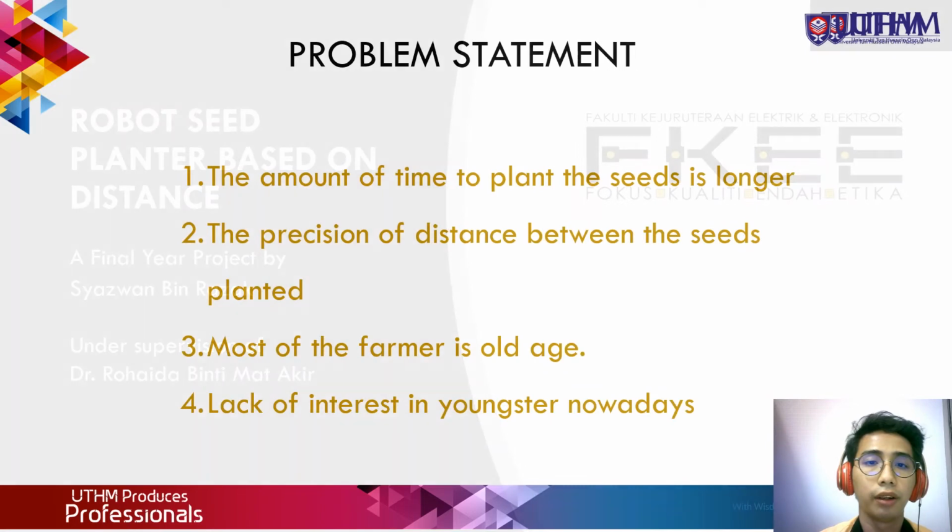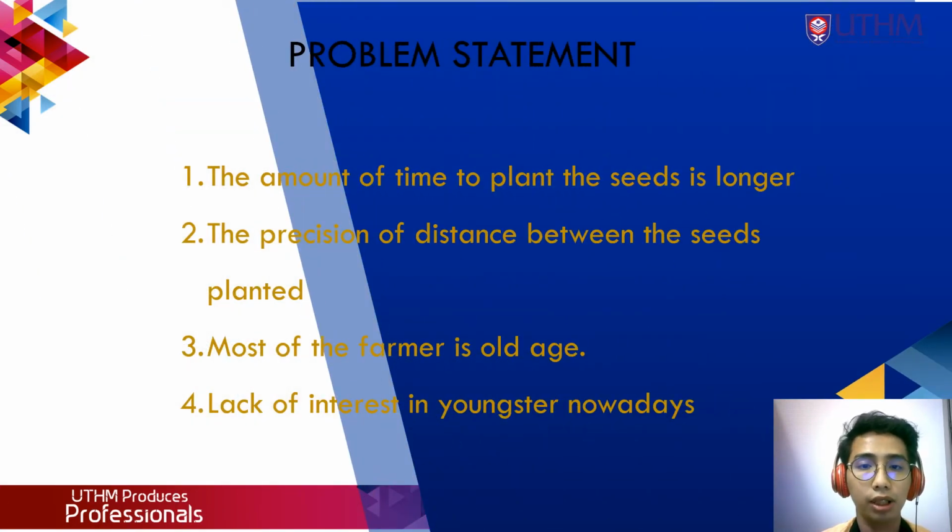Okay, so firstly today I want to talk about the problem statement for my project. Firstly, the amount of time to plant the seed is longer. This is due to human error because humans take time to do the work and they get tired easily. Secondly, the precision of distance between the seeds planted. This is also due to human error because humans cannot measure the distance accurately. Third, most of the farmers are old age. And finally, the lack of interest in youngsters nowadays.